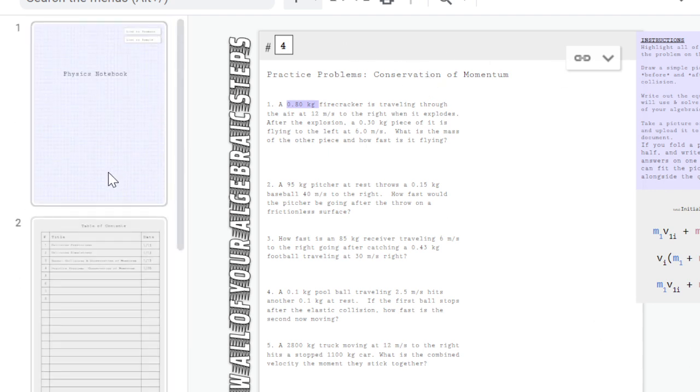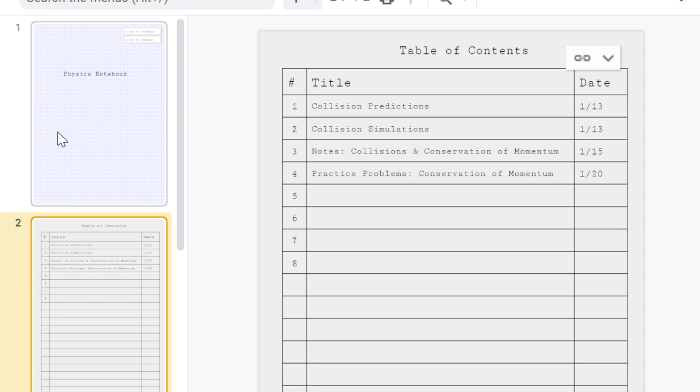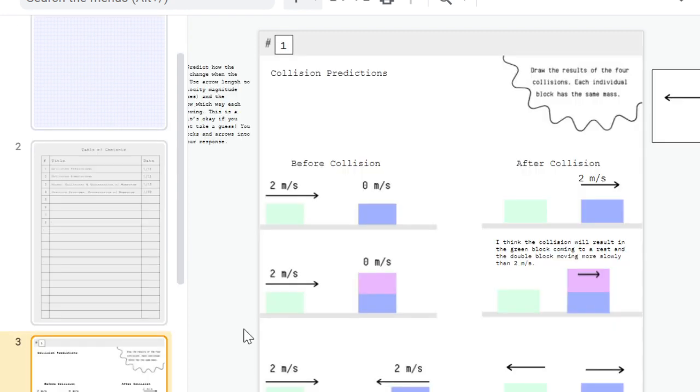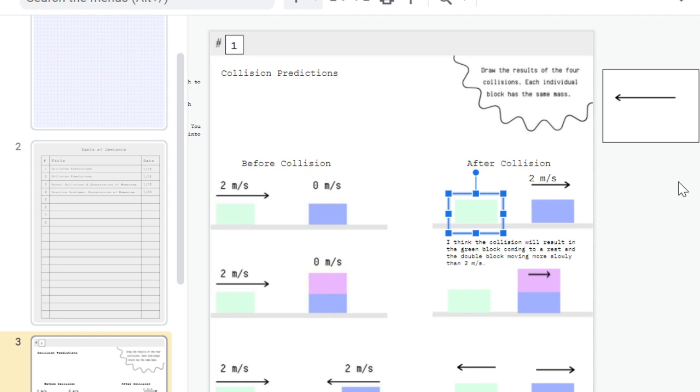All right. So now let's compare our table of contents with what we actually have in our notebook. The first slide is the collision predictions. That was just that quick warm-up assignment where you had to predict what would happen after these two blocks collided. On the left-hand side, it's before they collide, and on the right-hand side, that's going to be your prediction of what will happen when they hit each other.